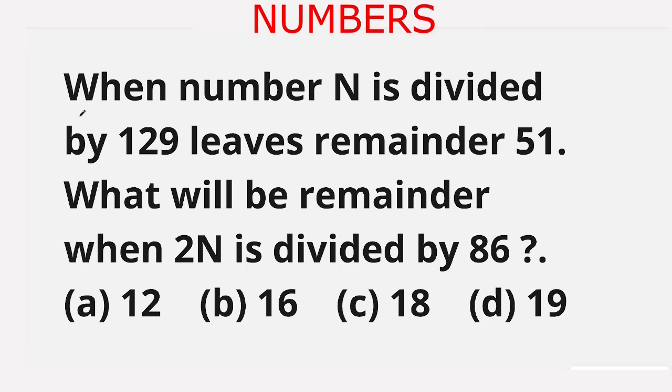Our question is, when number n is divided by 129 leaves remainder 51, what will be remainder when 2n is divided by 86? The given options are option A 12, option B 16, option C 18, option D 19.